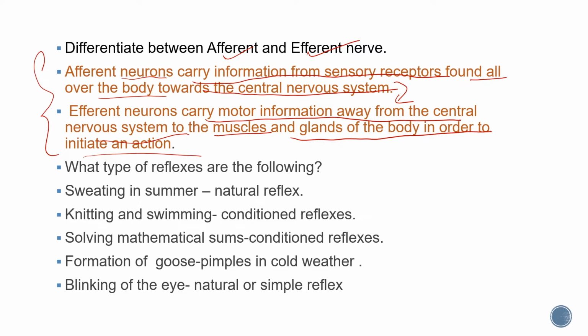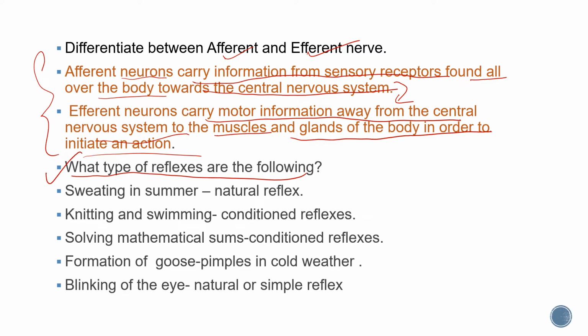So one carries information from the sensory receptors to the central nervous system, and one carries the motor information away from the central nervous system to the muscles and the glands of the body in order to initiate an action. Now the next question is also very important. There are very many types of examples given in your book. I have taken a few.